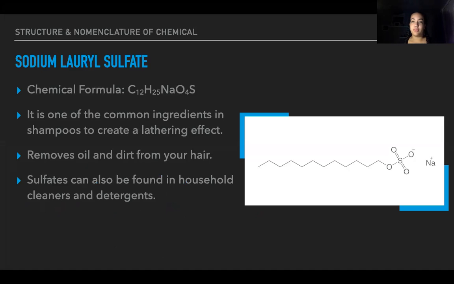So sodium lauryl sulfate is one of the chemicals found in shampoo. The chemical formula is C12H25NaO4S. It is one of the common ingredients in shampoos to create a lathering effect. It removes oil and dirt from your hair, and sulfates can also be found in household cleaners and detergents.